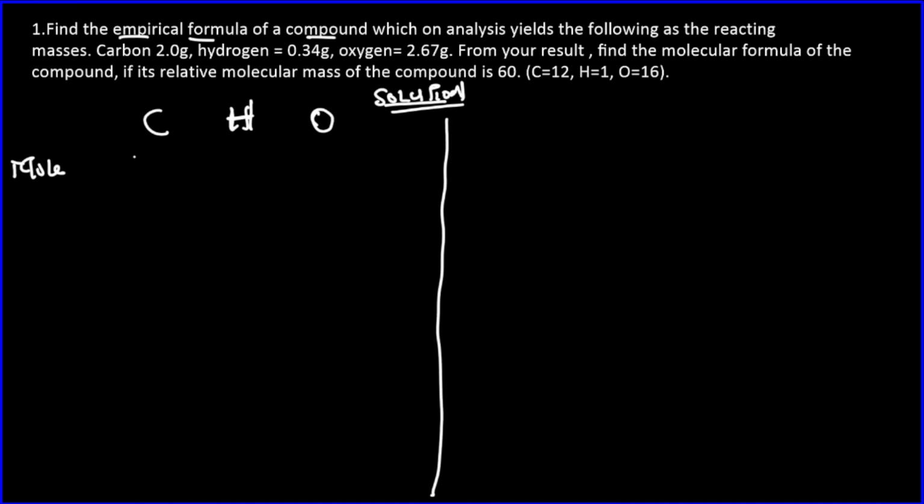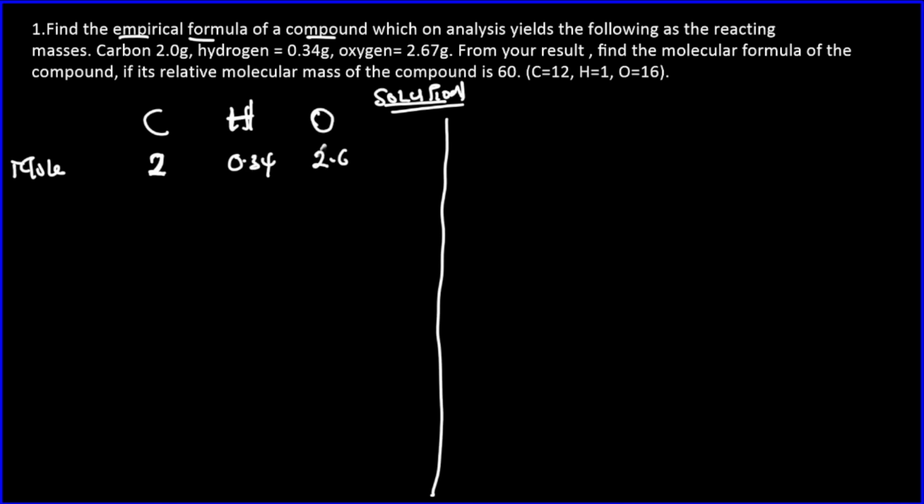So remember I said we first have to find the mole. Step one, find the mole. And for mole, we have reacting masses. These are the reacting masses. Use the following as the reacting masses: 2, 0.34 and 2.67.